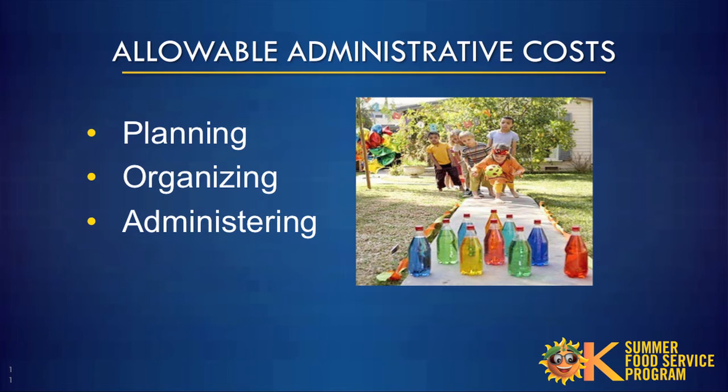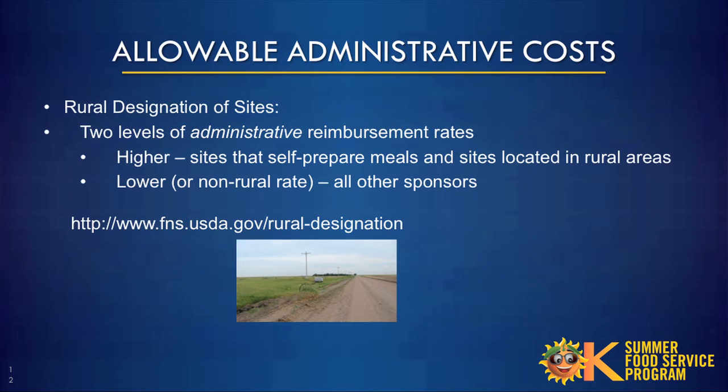Reimbursements may be used to cover allowable administrative costs incurred by the organization for activities related to planning, organizing, and administering the SFSP. As previously mentioned, the SFSP has two different levels of administrative reimbursement rates. The higher reimbursement rates are for sponsors of sites that prepare or assemble their own meals, self-prep, and for sponsors of sites located in rural areas. The lower rate is for all other sponsors.